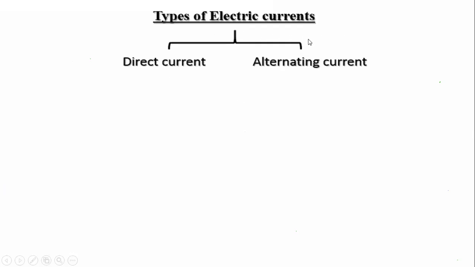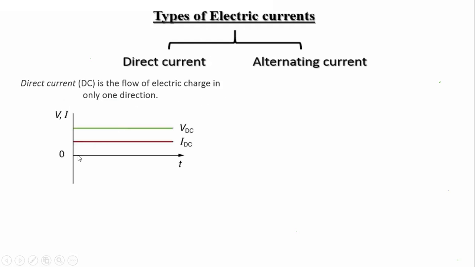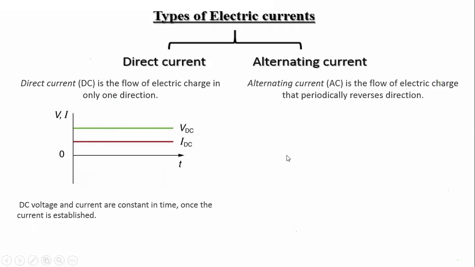Next is types of electric current. We have two types of electric current, direct current and alternating current. We will discuss the difference between these two currents later in detail, but I'll just give you a quick review till the next lecture. Direct current is the flow of electric charge in only one direction. This is a graph we will discuss later on. They are saying that DC voltage and current are constant in time once the current is established, whereas alternating current is the flow of electric charge that periodically reverses direction.